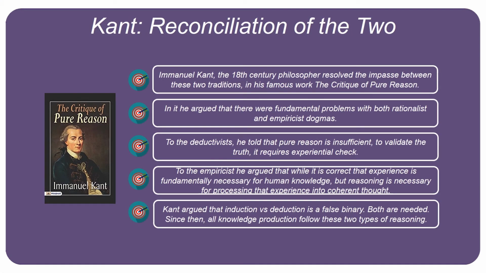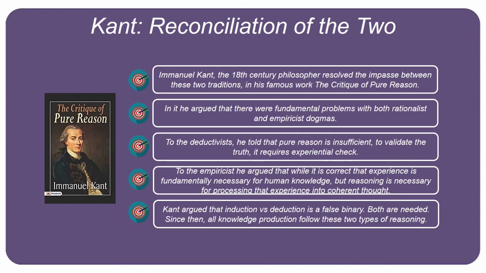The conflict between these two was finally reconciled by another philosopher, Immanuel Kant, in the mid-18th century, who resolved this impasse in his famous work, The Critique of Pure Reason, in which he argued that there are fundamental problems with both the rationalists, or deductivists, and the empiricists. To deductivists, he said that pure reason is insufficient to validate the truth. It requires an experiential check.